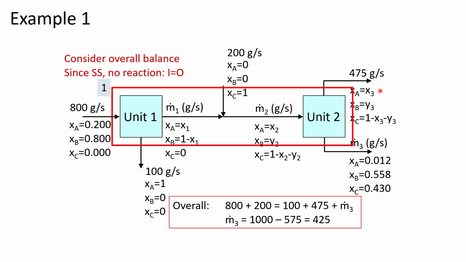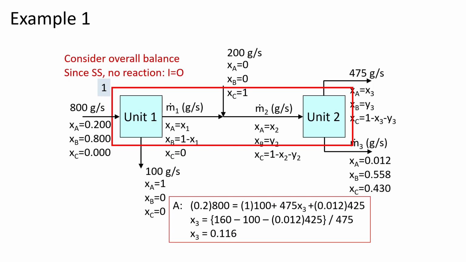X3, the mass fraction of A in the top product from unit 2, and Y sub 3, the mass fraction of B in the top product from unit 2. To solve for the mass fraction of A, it makes sense to consider the conservation of mass equation for component A. And the way we do this is that we're going to go around the control volume, and for each of the streams that cross the boundaries of this control volume, determine the flow rate of component A in those streams. If it's an input, we'll put it on the left-hand side of the equal sign. If it's an output, we'll put it on the right-hand side. We'll sum all the inputs on the left and sum all the outputs on the right.